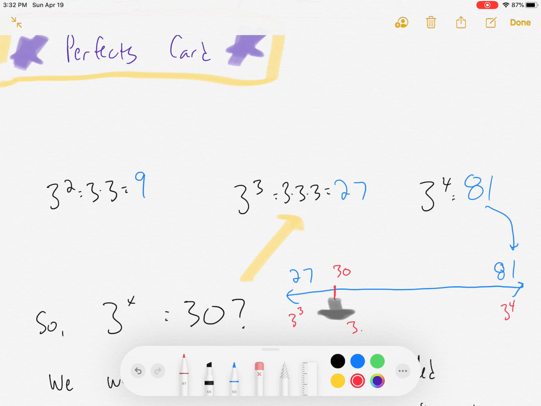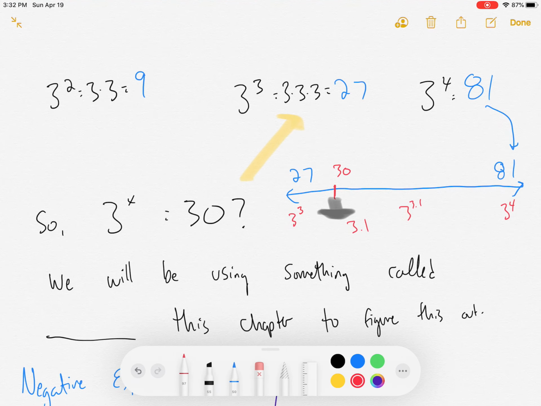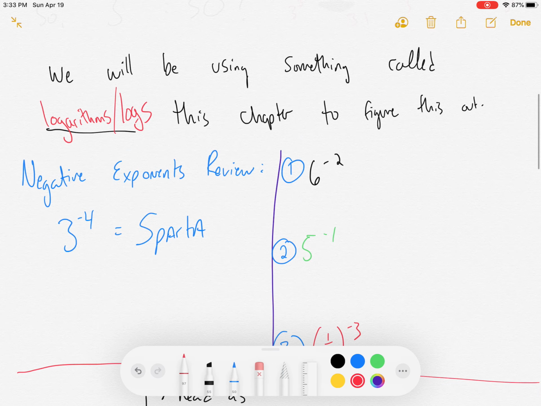Well, it's going to be a decimal, we know, but what is that decimal going to be? I don't know, maybe 3 to the 3.1 power. That might be close, I'm not really sure. I have to use a calculator to guess. The point of that is we'll be using something called logarithms, or just logs for short, this chapter to figure problems like this out. You might remember from the ACT practice, right before the ACT, I went over some logarithm problems. That's pretty much what we're doing today, just the very, very basics of them.